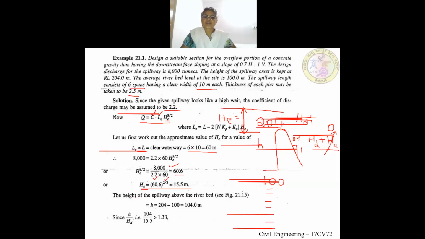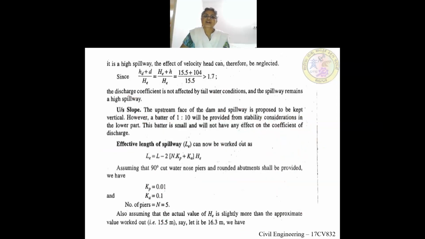The height of the spillway above the riverbed, as I told you, this H, is the difference of the RL between the crest and the RL of the riverbed. That is 204 minus 100, which is equal to 104 meters. It is given here. RL is 204 and RL of the bed is 100 meters. So once you get H, you find the H by Hd ratio. You will get a value greater than 1.33. If the value is greater than 1.33, the spillway is a high spillway. The effect of velocity head can therefore be neglected.